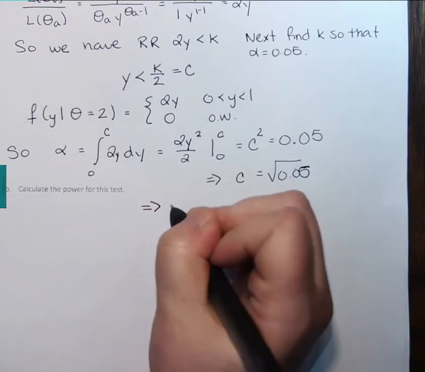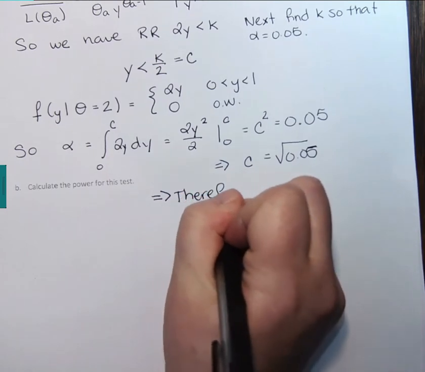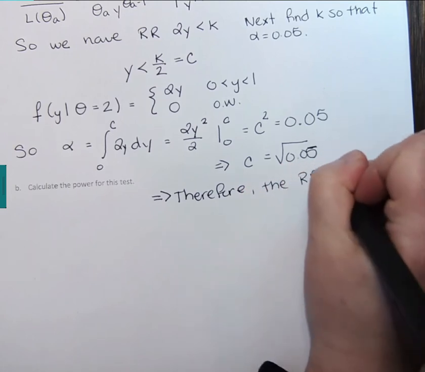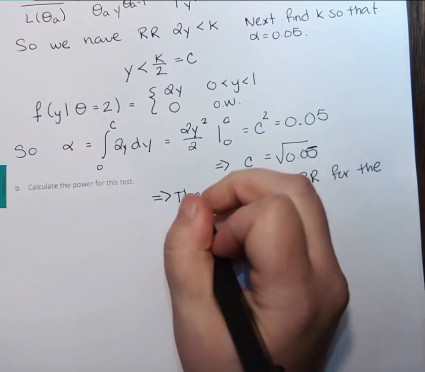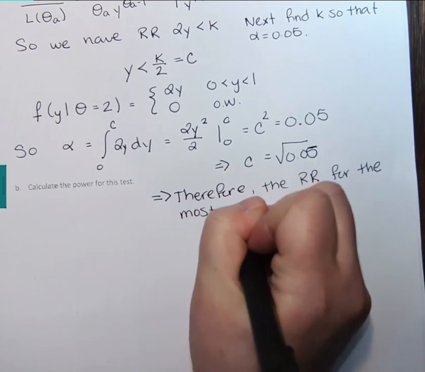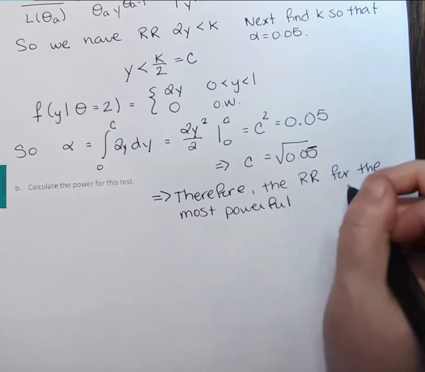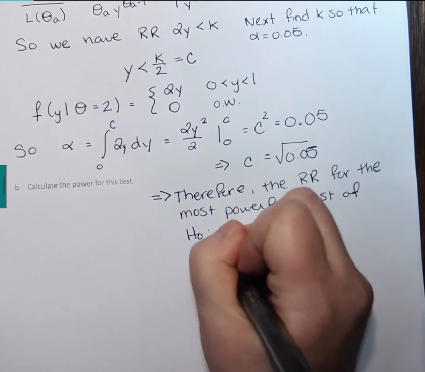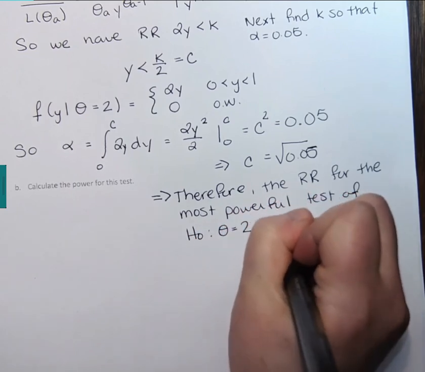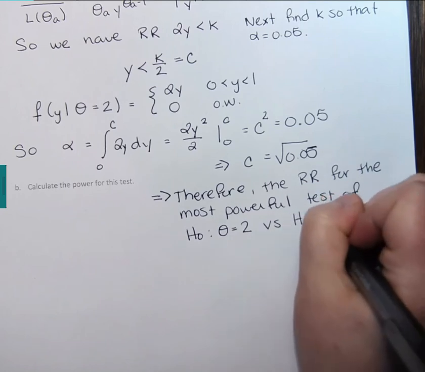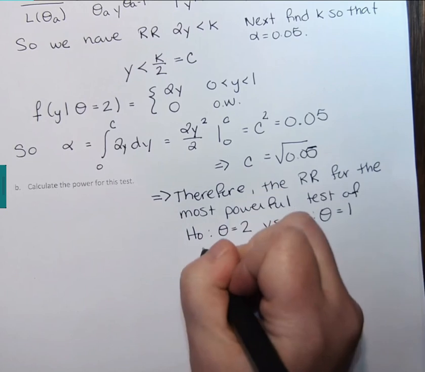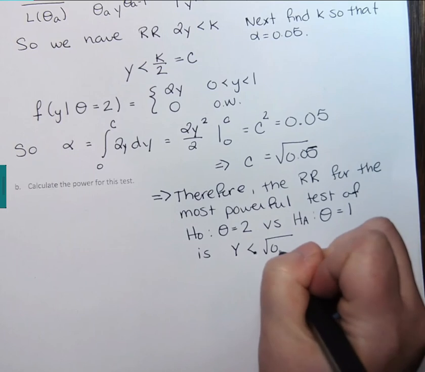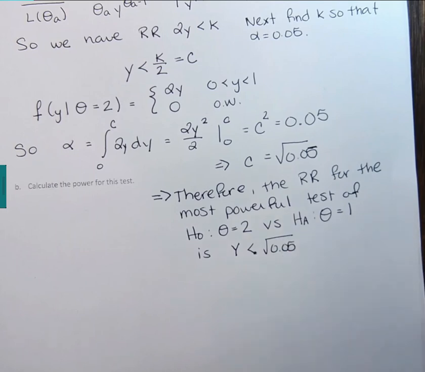So therefore, the rejection region for the most powerful test, where under the null we assume that theta is equal to 2 versus under the alternative theta is equal to 1, is y less than the square root of 0.05. All right.